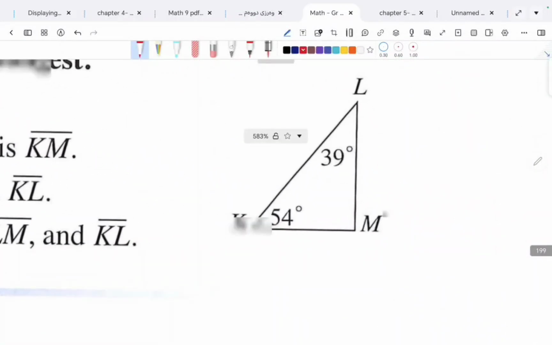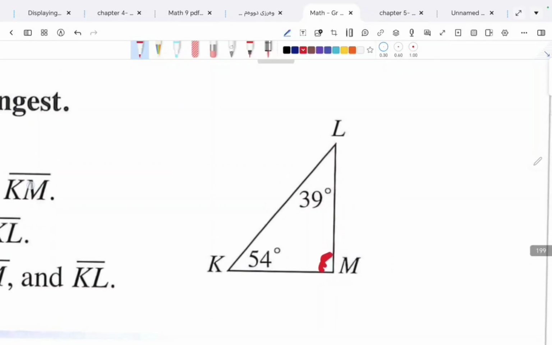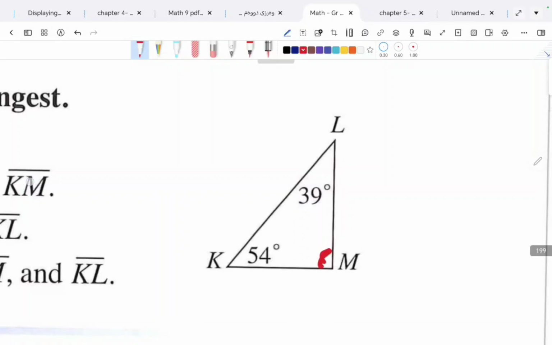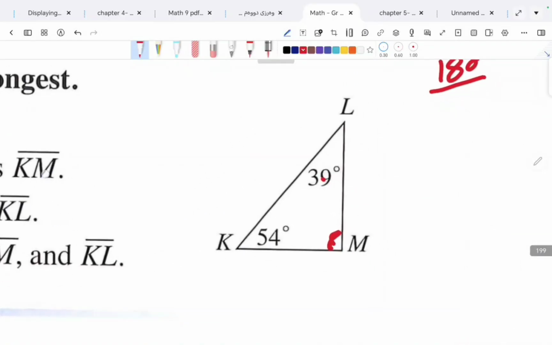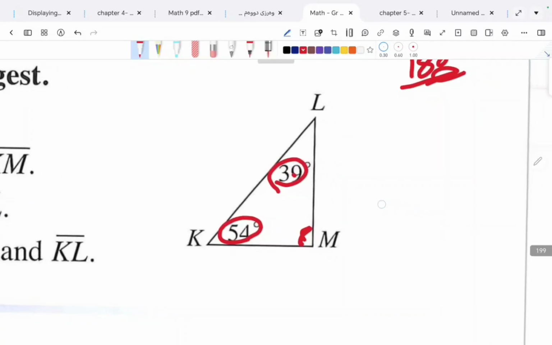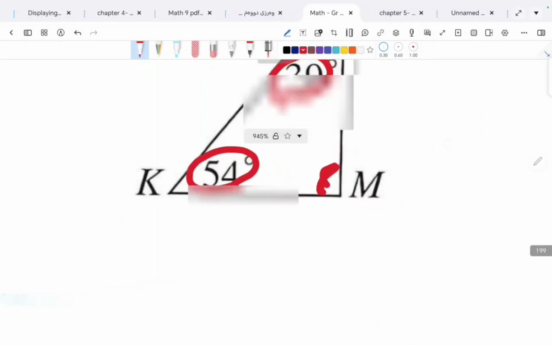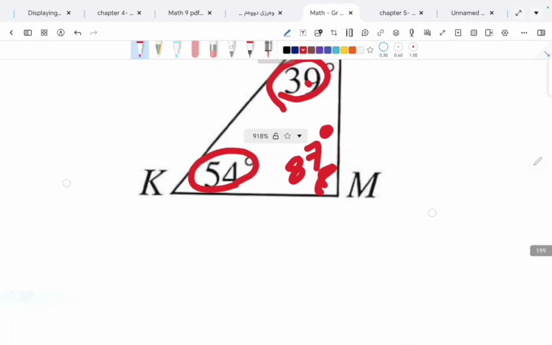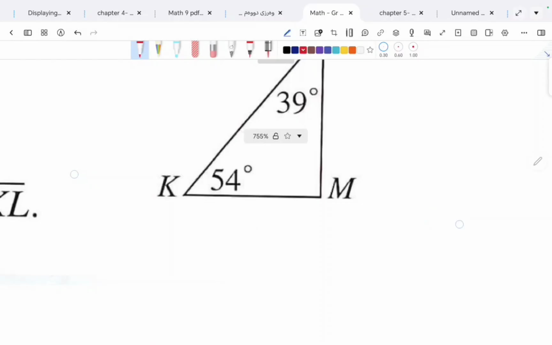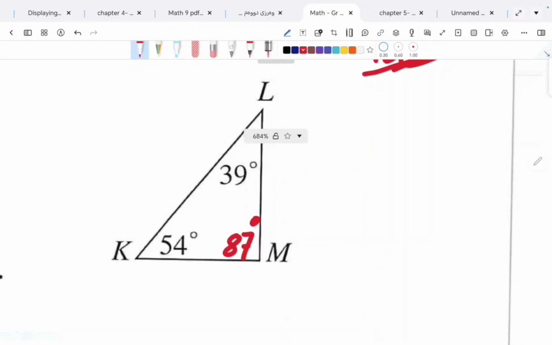As you can see here, we have 39 and 54. This one is missing, okay? By using the interior angle measure of a triangle, which is 180, we can find this one. Add those two numbers, then 180 minus this number. Or you can use mental math: 39 plus 54 plus which number equals 180? Plus 87. So it equals 87 degrees. Now let me write it nicely. 87. Okay, can I decide which side has the shortest length?